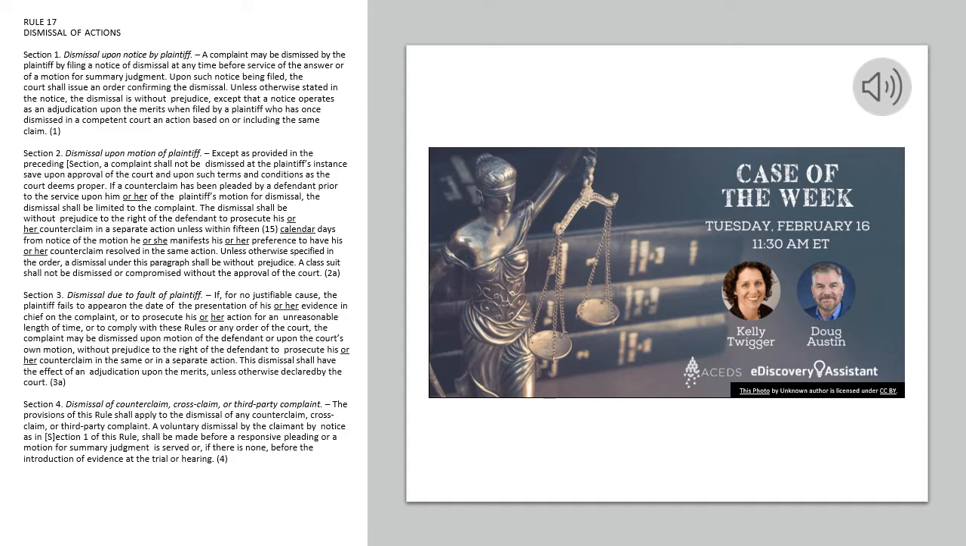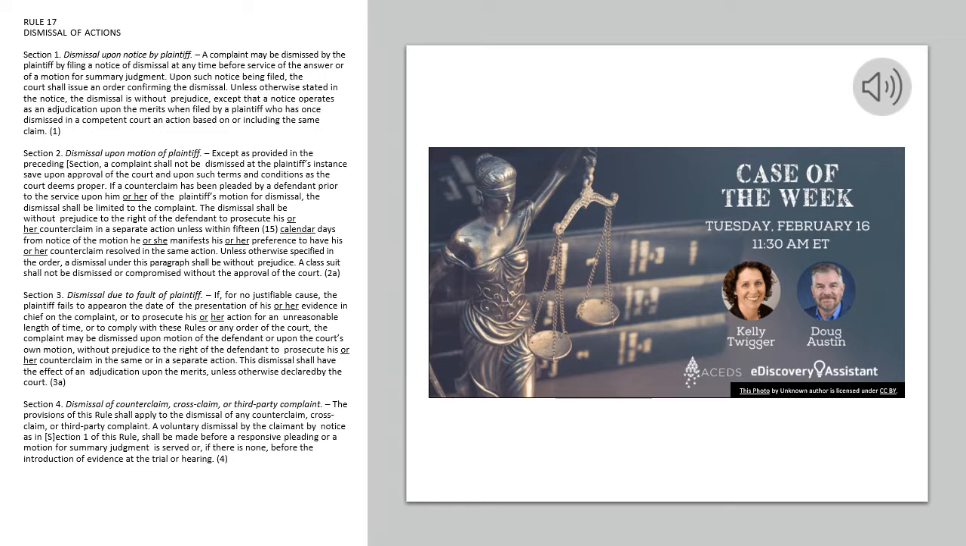Section 2. Dismissal upon motion of plaintiff. Except as provided in the preceding section, a complaint shall not be dismissed at the plaintiff's instance save upon approval of the court and upon such terms and conditions as the court deems proper. If a counterclaim has been pleaded by a defendant prior to the service upon him or her of the plaintiff's motion for dismissal, the dismissal shall be limited to the complaint.